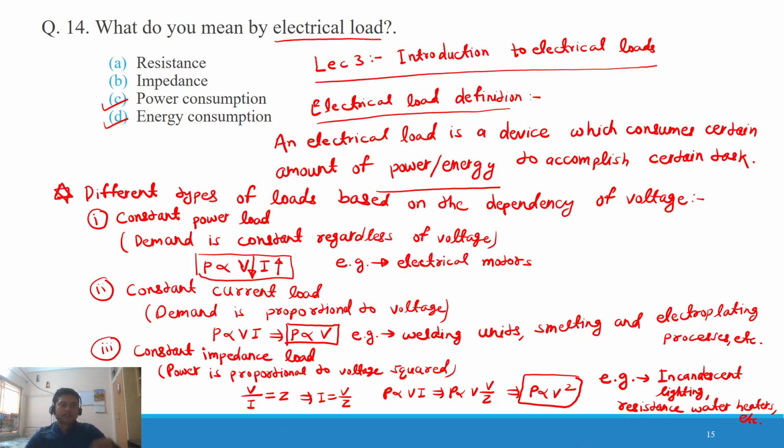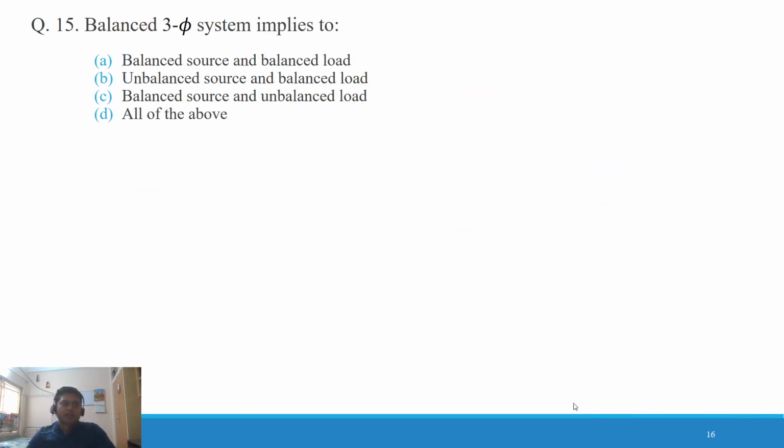So let us see the next question. Balanced three-phase system implies what? So what do we mean by a balanced three-phase system? It is having a balanced source and a balanced load. Balanced source means all phase voltage magnitudes are equal and they are apart from each other by 120 degrees. And balanced load means all loads are of equal value. So the correct option will be A.